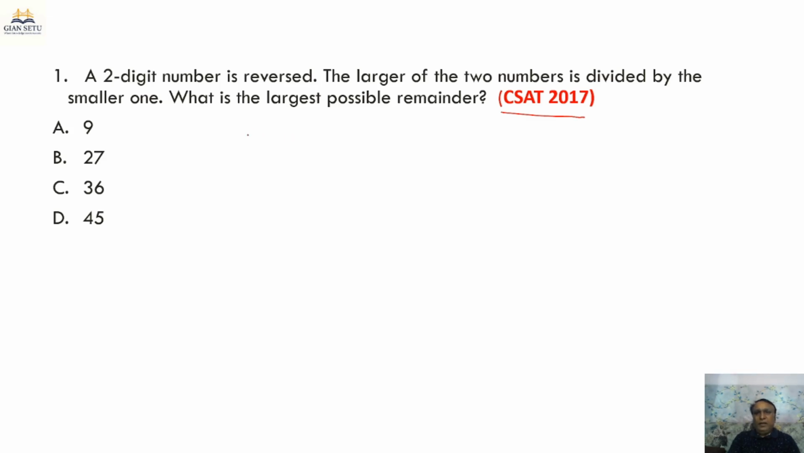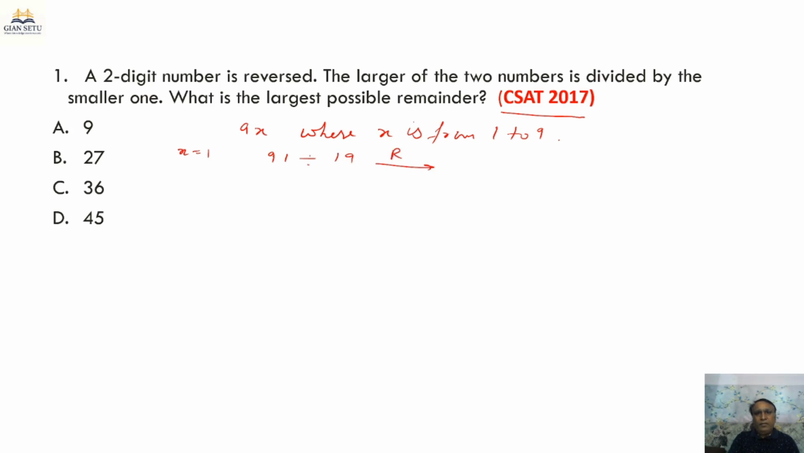Now let's suppose the number is in the form of 9x, where x is from 1 to 9. Now we can replace the value of x from 1 to 9 and check when the remainder is the largest. Let's suppose x is equal to 1. Now the number becomes 91, and if we reverse its digits it will be 19.